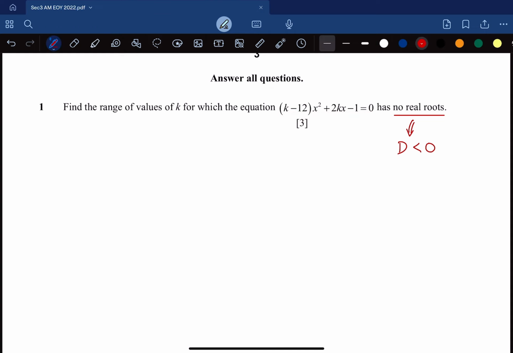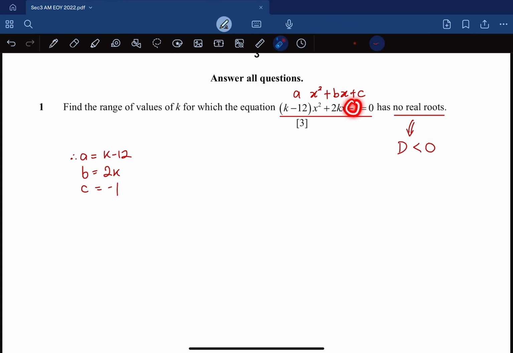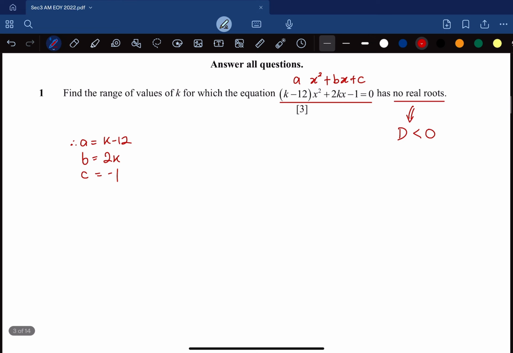So we can do this by writing very clearly over here. Based on this equation, we can see that the general form for any quadratic equation is ax squared plus bx plus c. So in this case, we can identify a to be equal to k minus 12. My b, which is the coefficient of my x term, is 2k. And c is in this case negative 1, not just 1, but it encompasses the sign. Okay, negative 1.